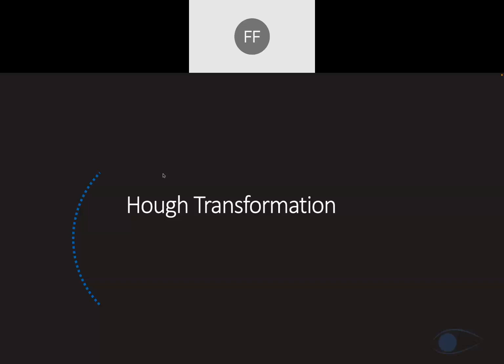Okay, then Hough transformation. Who of you have heard of Hough transformation already? Okay, okay. Two of you. So maybe can you explain it roughly what the Hough transformation is?